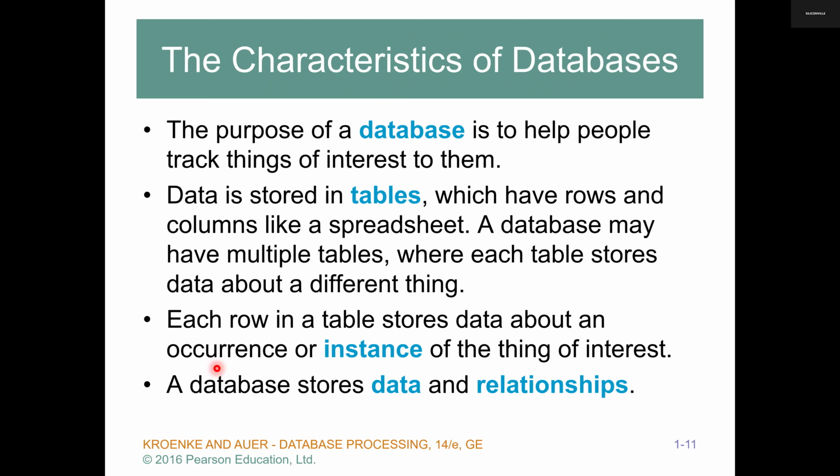So let's look at the characteristics of databases. The purpose of a database is to help people track things of interest to them. Data is stored in tables. In a database, you store data in tables, and these tables have rows and columns, like a spreadsheet. A database may have multiple tables where each table stores data about a different thing. Each row in a table stores data about an occurrence or instance of the thing of interest. The database stores data and relationships.